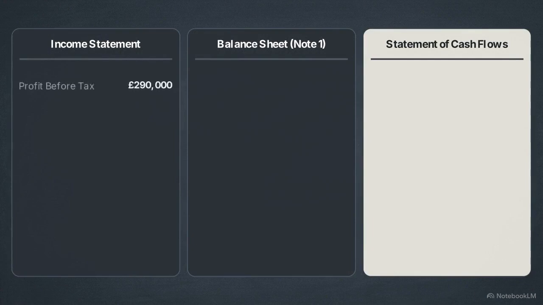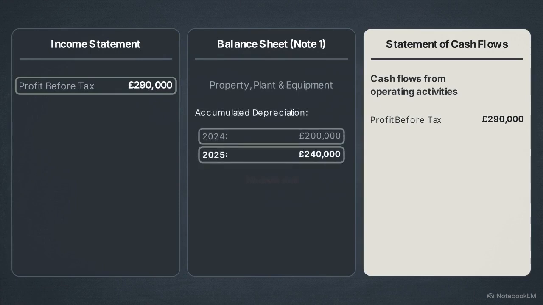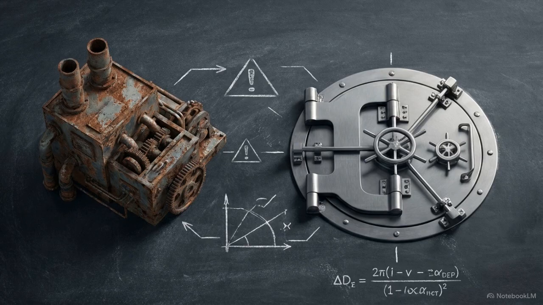We anchor the operating activities section starting with profit before tax at £290,000. Our first adjustment comes from Note 1 for property, plant, and equipment. Accumulated depreciation grew from £200,000 to £240,000, with no assets sold. We calculate that £40,000 depreciation expense and immediately add it back to our profit baseline. The logic here is that depreciation reduces paper profit, but it consumes absolutely zero cash.